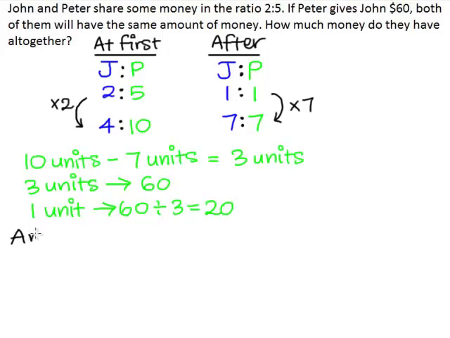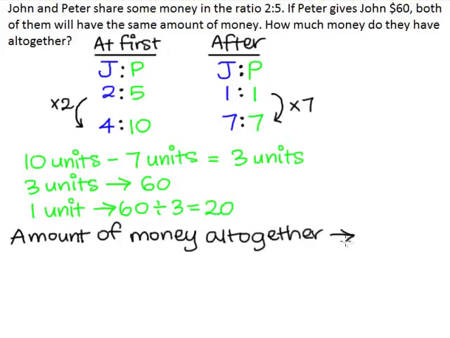The question asks, how much money do they have altogether? To find the amount of money that they have altogether, what we will do is take 4 units representing the amount of money that John has, and we'll add 10 units representing the amount of money that Peter has. 4 units plus 10 units will give us 14 units.